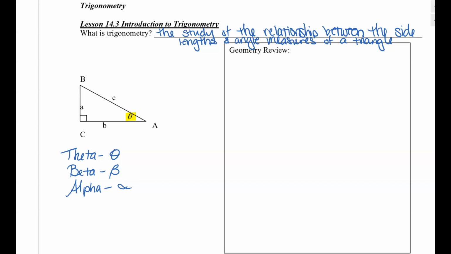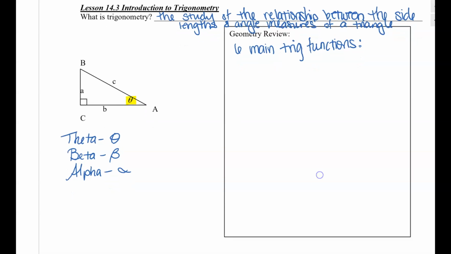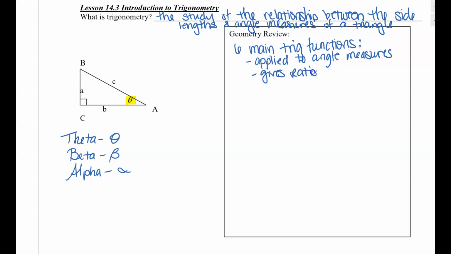Okay, so sine, cosine, tangent. Let us remember, please, there are 6 main trig functions. For the purpose of our review today, we are going to use angle A, or theta, as our reference angle. Now, the 6 main trig functions are applied to the angle measures. Okay, you can't take the sine of 1/2. Doesn't even make sense. They are applied to angle measures, and their purpose is to give us the ratio of the side lengths.